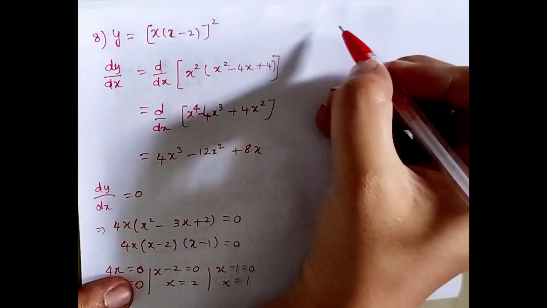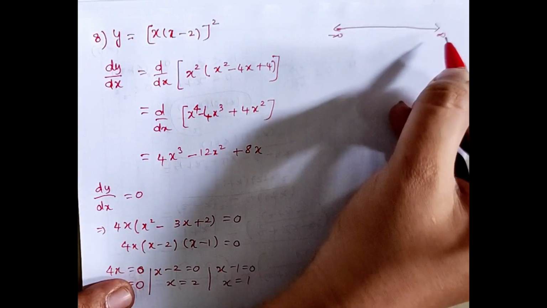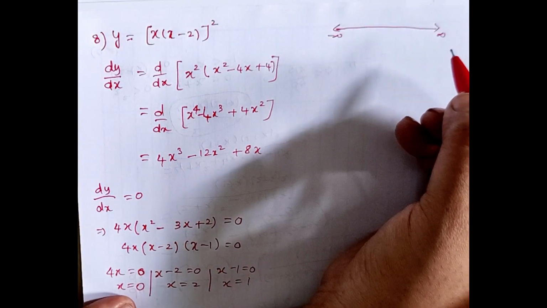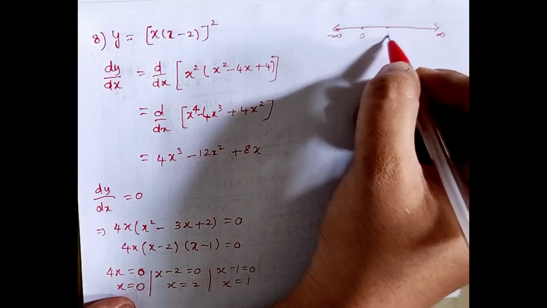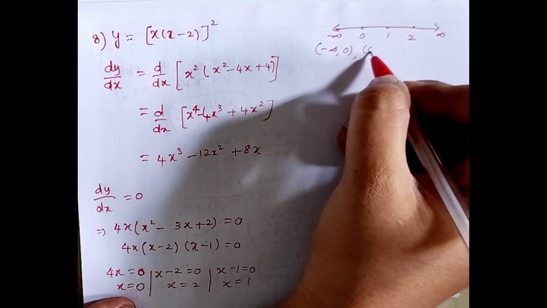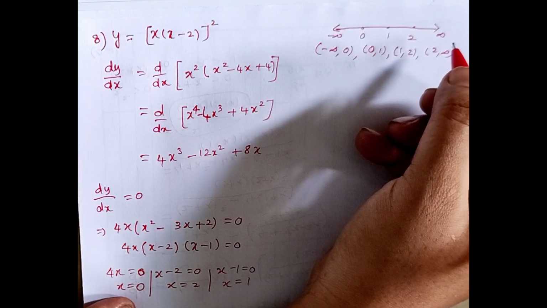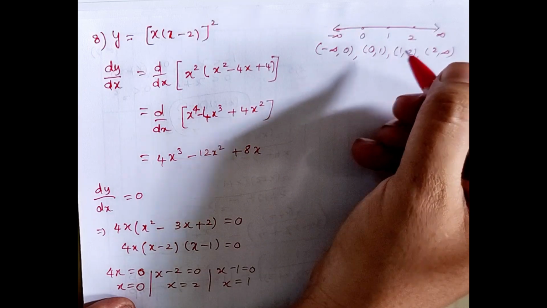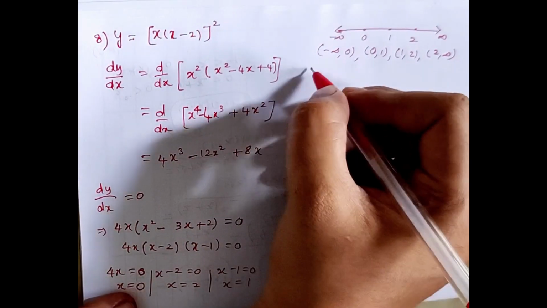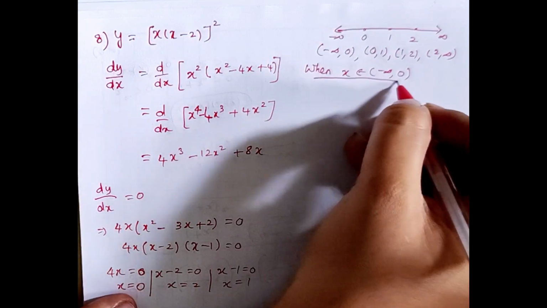When you put this on a number line, minus infinity to plus infinity, we want the x values as 0, 1, 2. So we have the intervals minus infinity comma 0, 0 comma 1, and 1 comma 2, 2 comma infinity. These are the open intervals for the given function. Now we will check the signs of those. For minus infinity comma 0, all the x values will be negative.